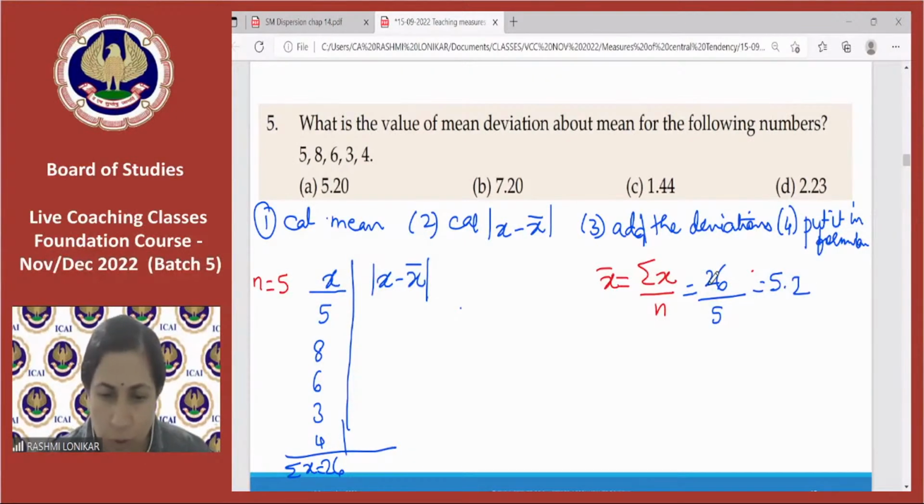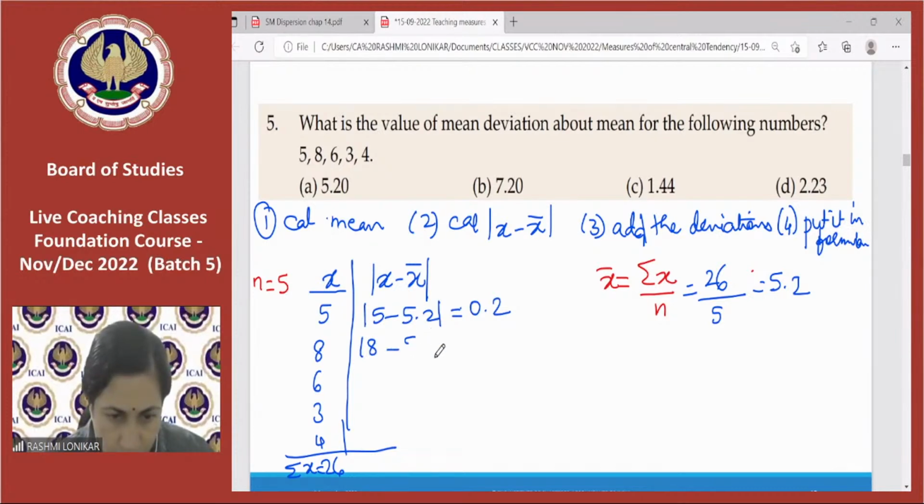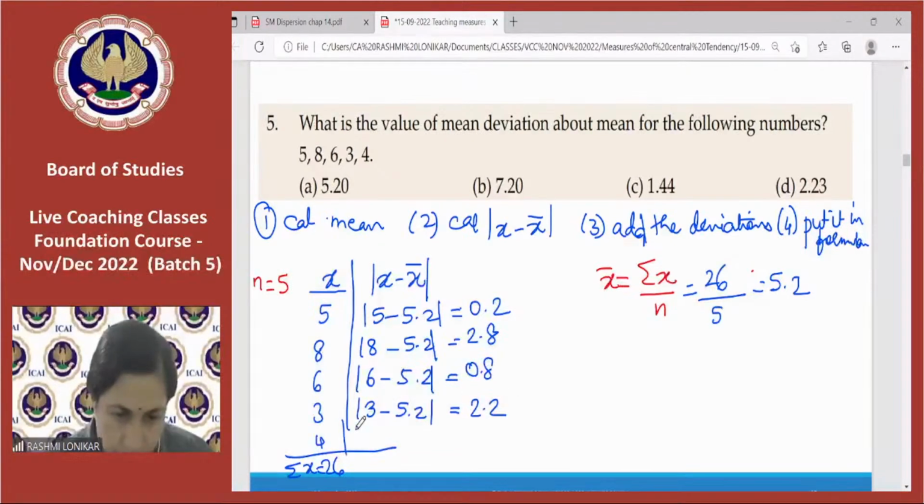Okay, so now I'm going to write here for the first: 5 minus 5.2, which is equal to how much? 0.2. 8 minus 5.2 is equal to 2.8. Then 6 minus 5.2, which is equal to 0.8. Then 3 minus 5.2, which is equal to 2.2. And 4 minus 5.2, which is equal to 1.2.